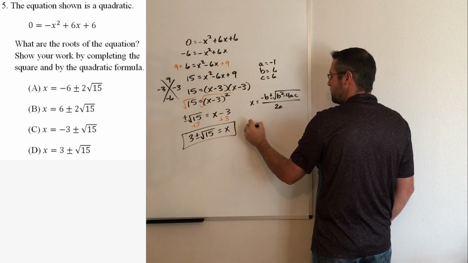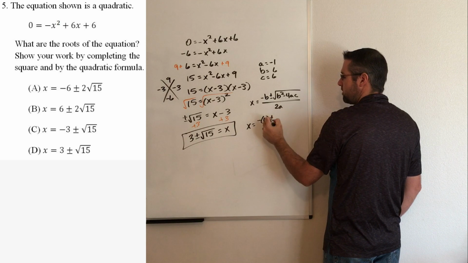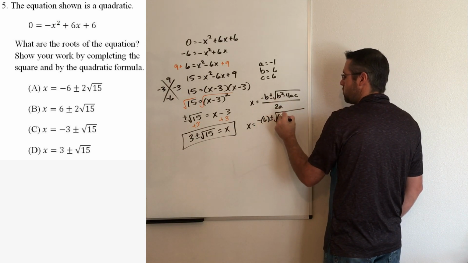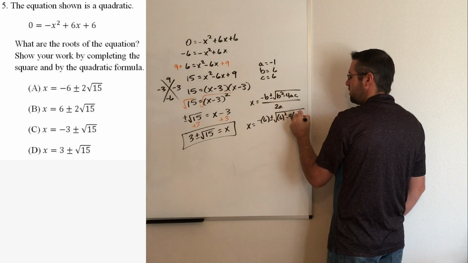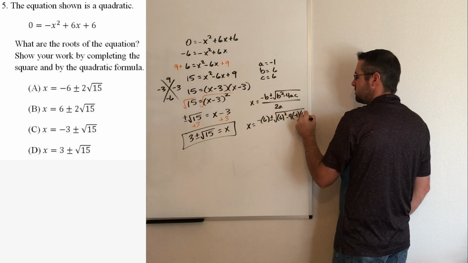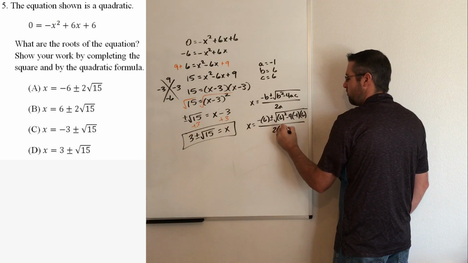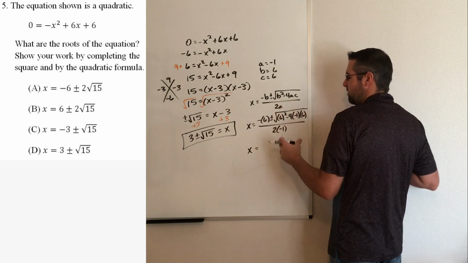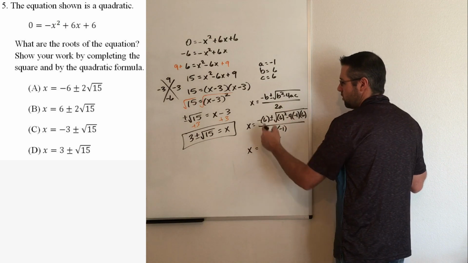So this will say x equals negative b, so negative 6. Notice I put parentheses around that. It's always good practice. B squared, so that'll say 6 squared, minus 4 times a is negative 1, and then c is 6, okay? And then all over 2a, so 2 times negative 1. From here, we'll simplify. The method of simplification is the same for all quadratic formula methods.